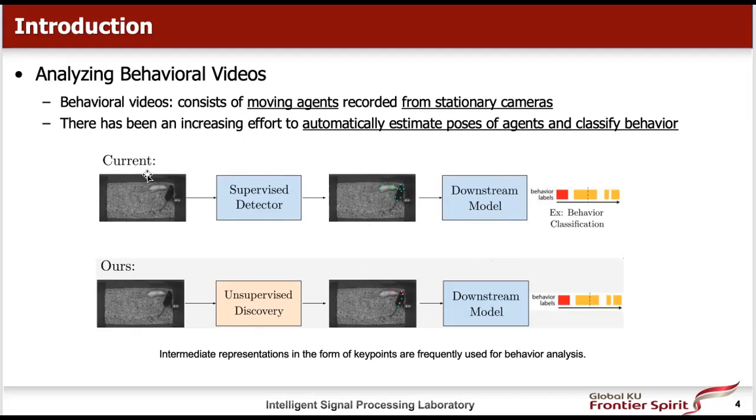analysis pipeline. And first, the input is a video of the mouse, and we first use the supervised detector to detect the key points of the mouse, and then we send the detected key points to the downstream models. For example, the behavior classifiers, and we will get the output that is the behavior labels, predicted behaviors of the input video. However, there are some problems of the current methods.